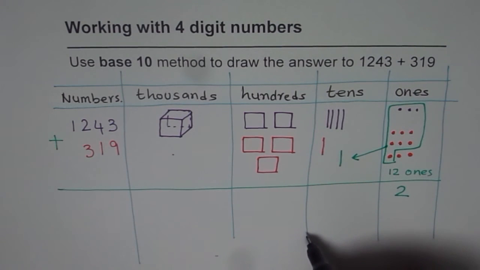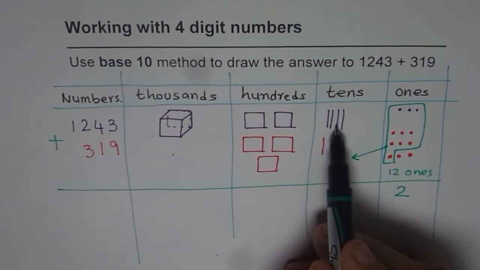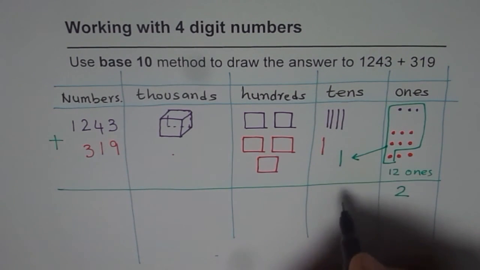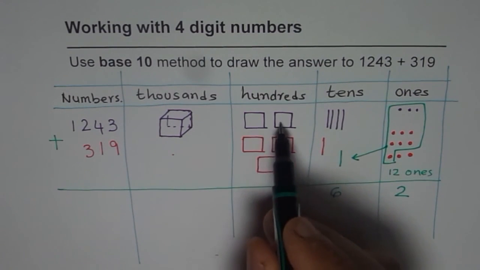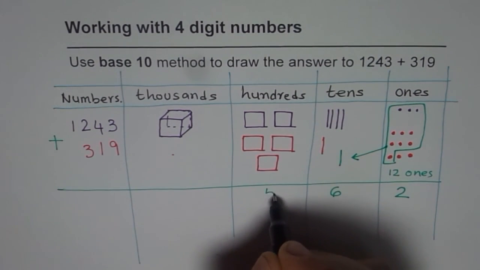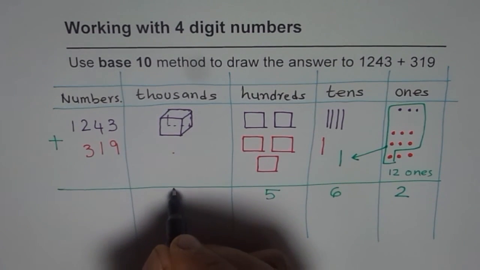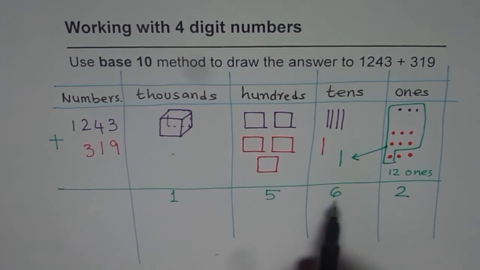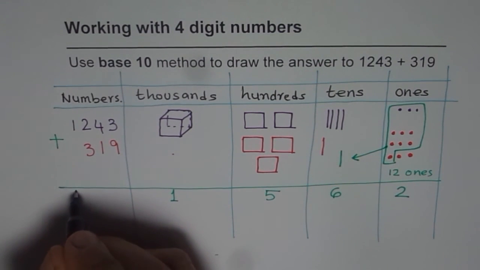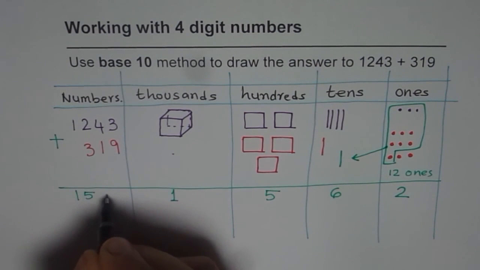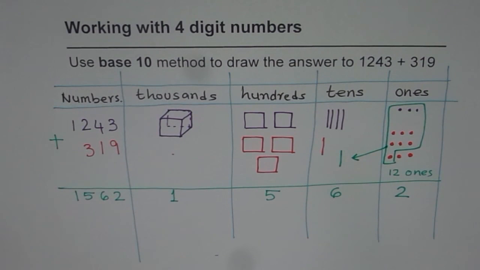How many tens do we have? 1, 2, 3, 4, 5, 6 tens. Okay, so we have 6 tens. How many hundreds? 1, 2, 3, 4, 5. And how many thousands? 1. So that is the addition of these two numbers. We can write them here, 1562. So we get 1562, right? So that is our answer.